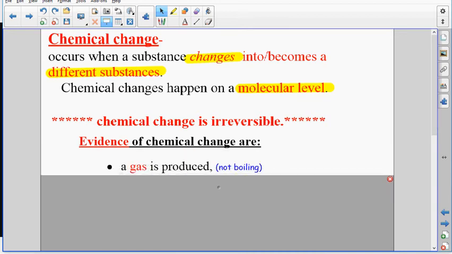You have to be able to recognize it. Okay. A gas is produced. And no, I'm not talking about boiling, okay? I'm not talking about water just turning to steam. I'm talking about a gas.